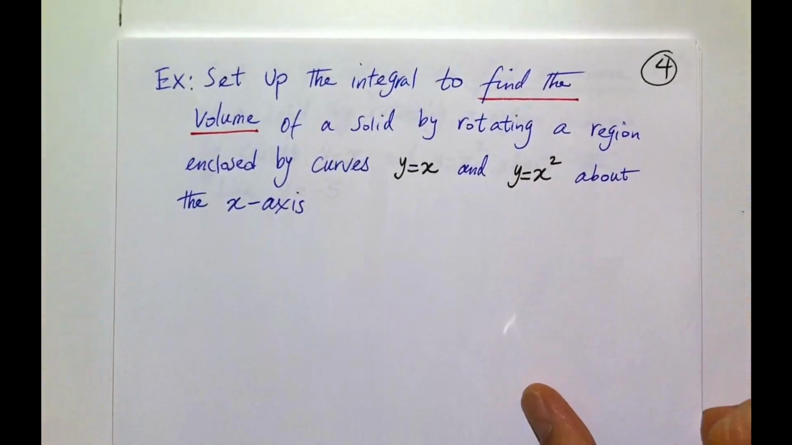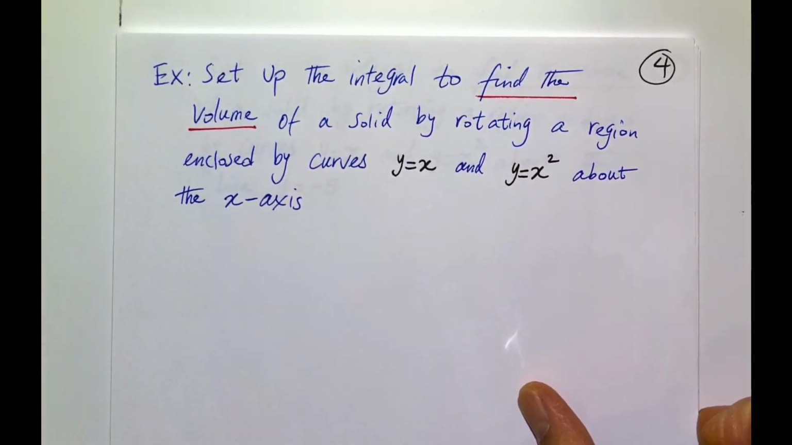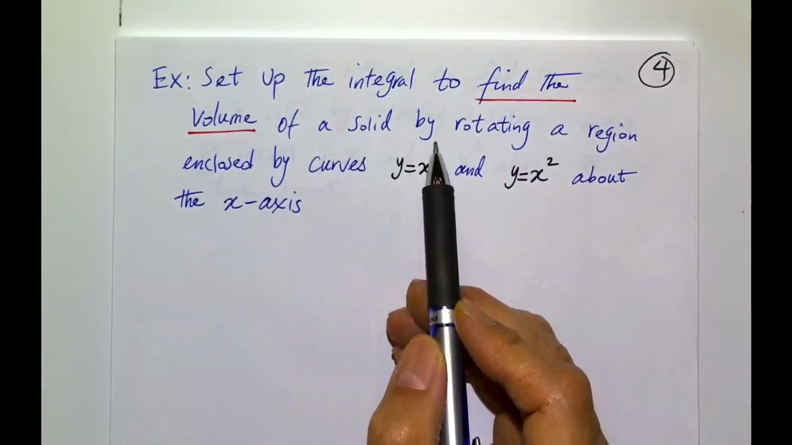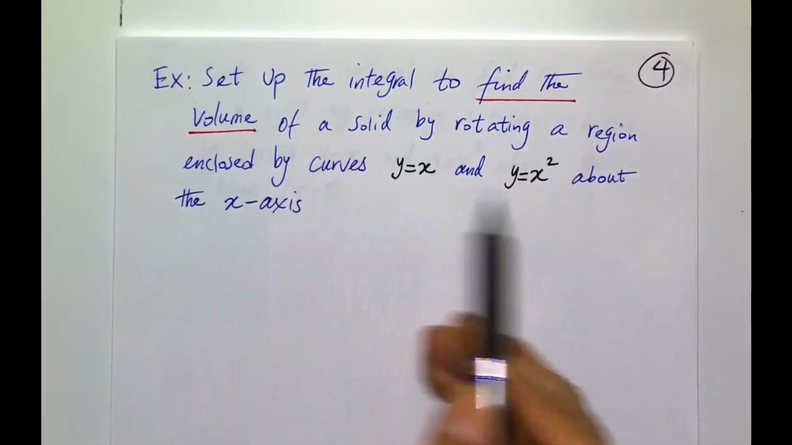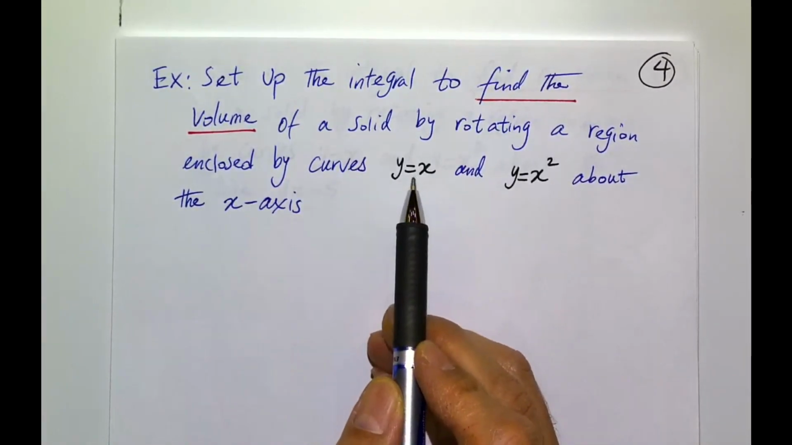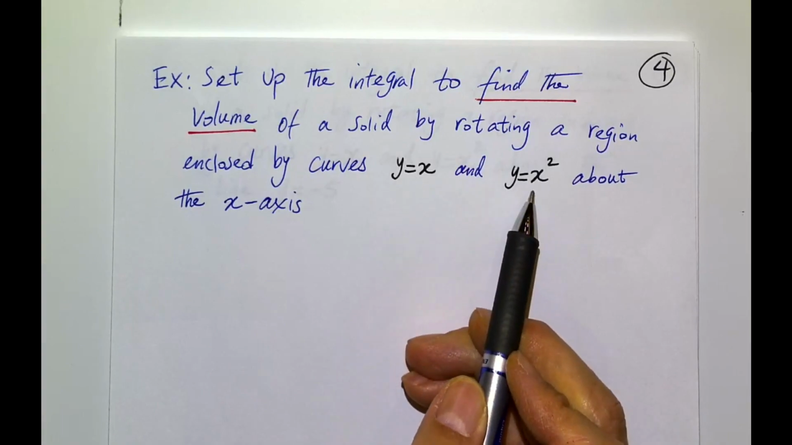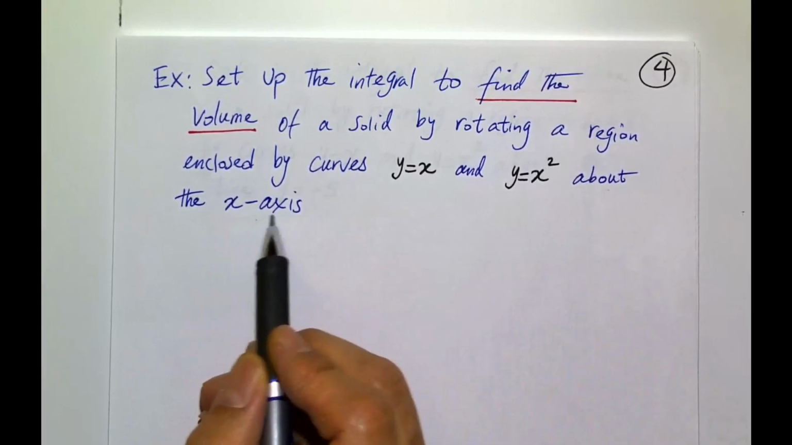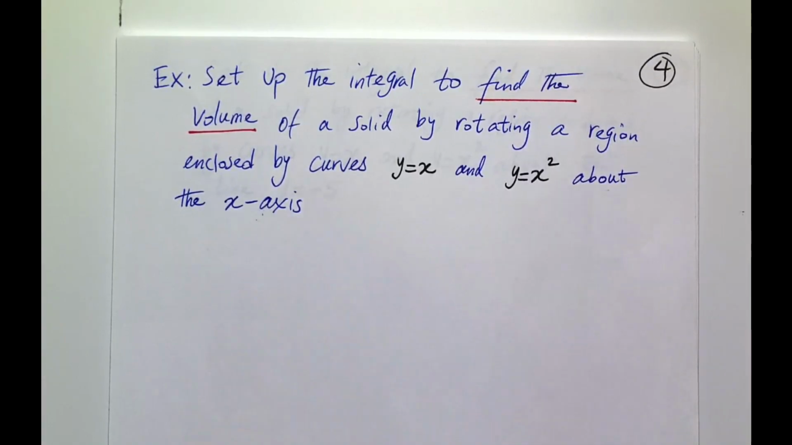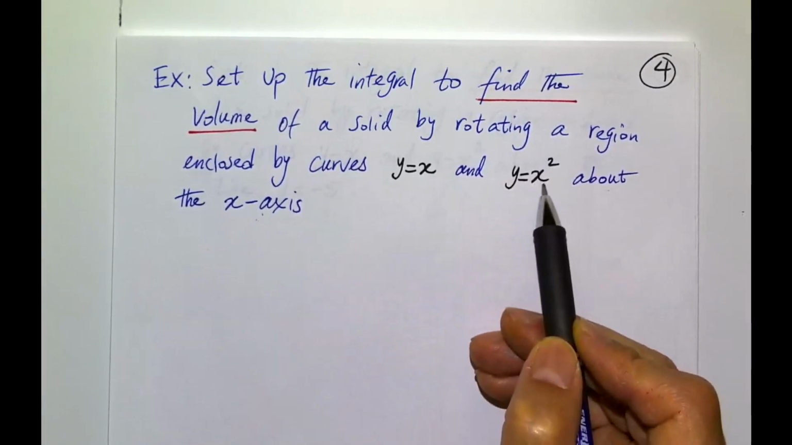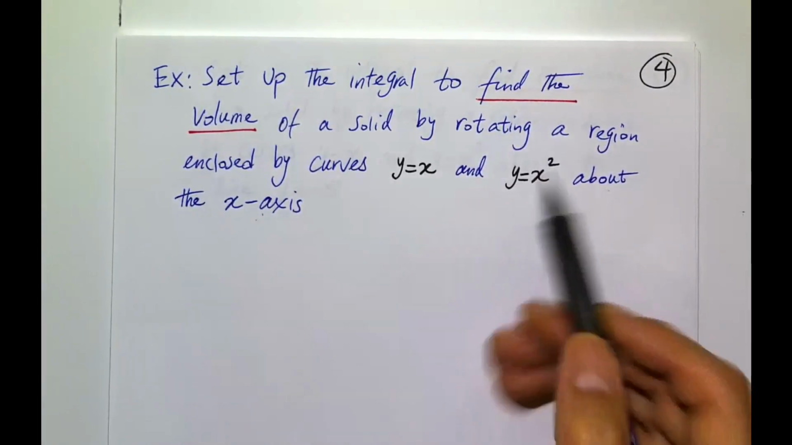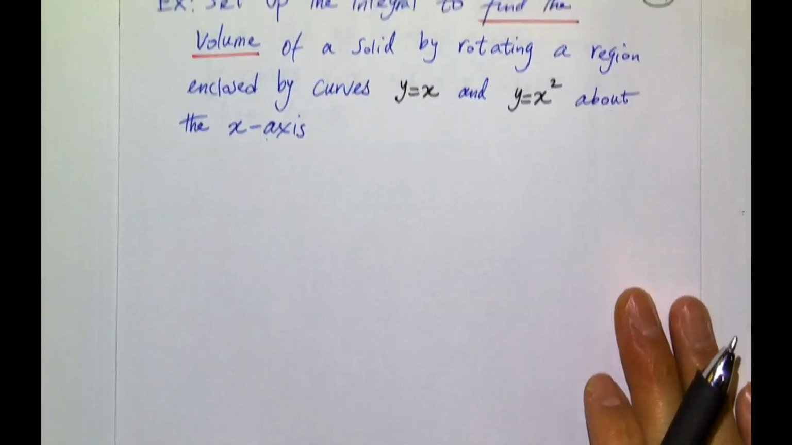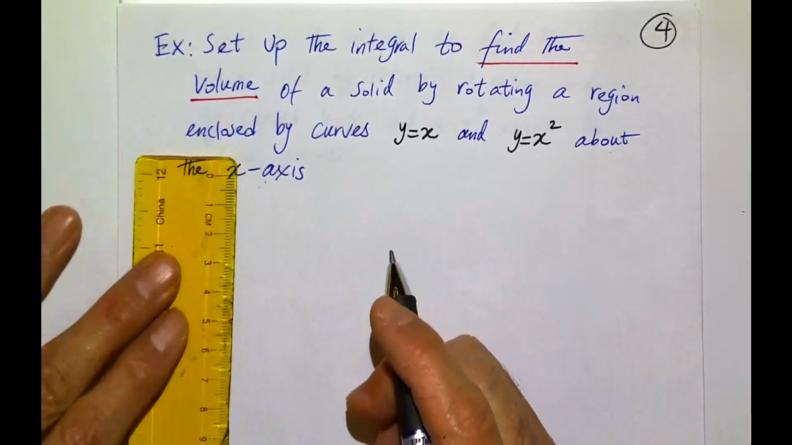Okay, so in this case, we want to set up the integral to find the volume again of a solid by rotating a region enclosed by these two curves, y equals x and y equals x squared, about the x-axis. So we're integrating about the x-axis, so that's again dx. So we don't need to change these. We can take these functions as they are. But let's again draw a picture to help us visualize what exactly we're doing here.